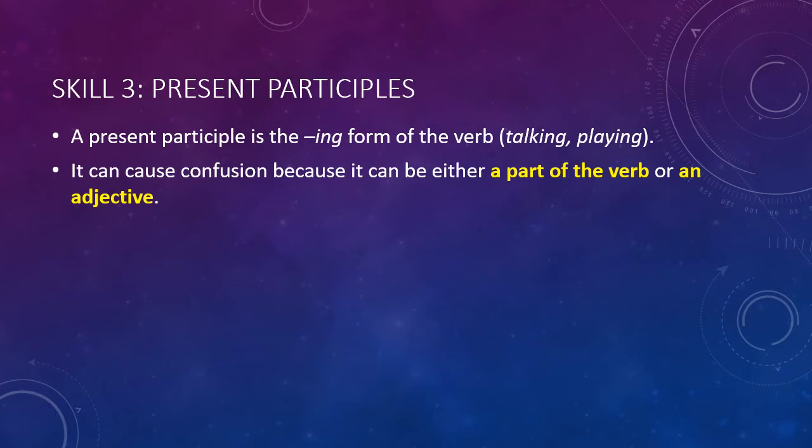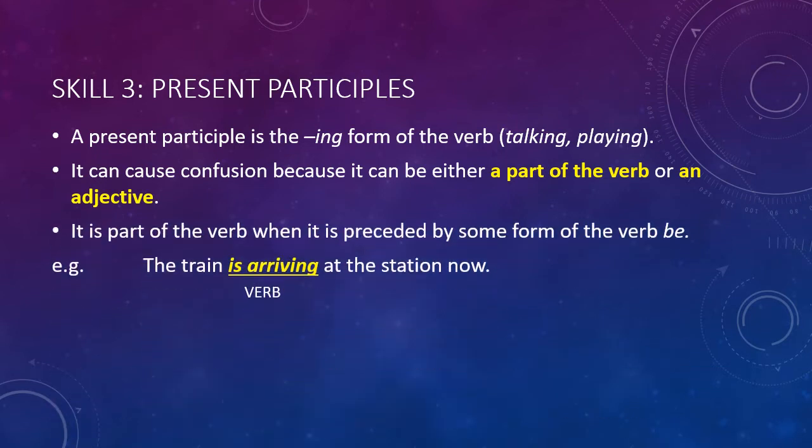Well, present participles can cause confusion because they can be either a part of the verb or an adjective. So in a sentence, it can function as a part of the verb, just like what I told you previously. When I say the boy is watching movies, is watching. So watching here is a part of the verb, is watching. But it can also function as an adjective. Let's take a look at the example.